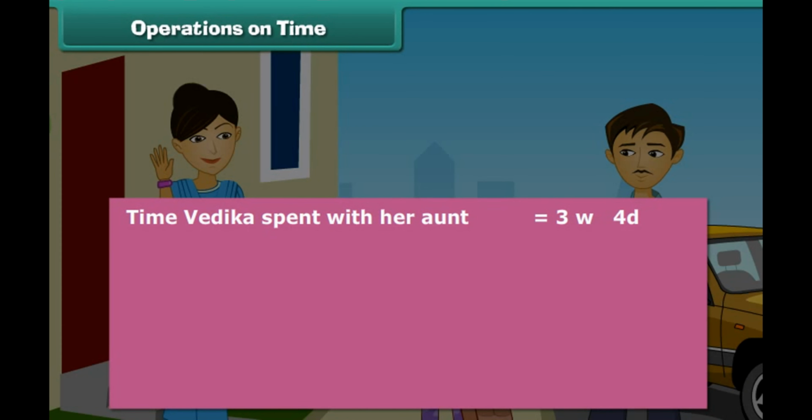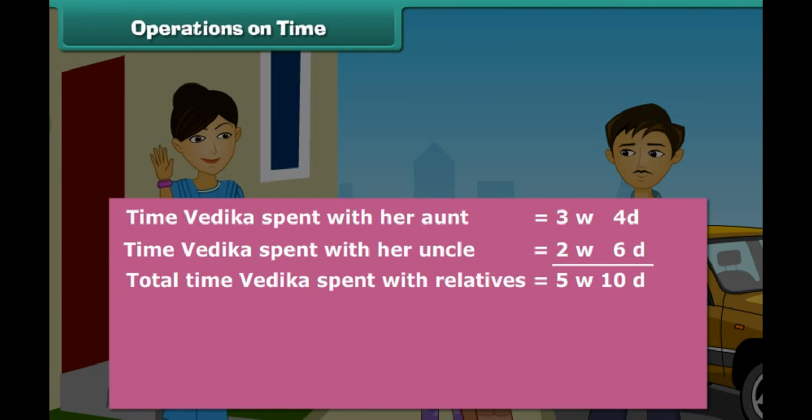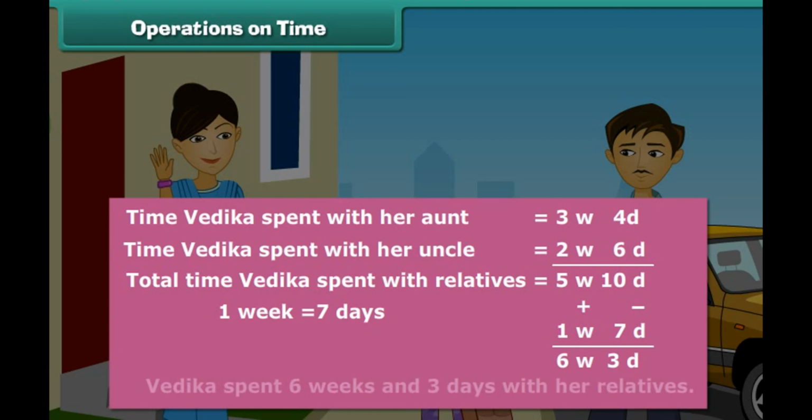How much time did Vedika spend with her relatives? Time Vedika spent with her aunt is 3 weeks, 4 days. Time Vedika spent with her uncle is 2 weeks, 6 days. Total time Vedika spent with relatives is 5 weeks, 10 days. We know that 1 week is equal to 7 days. So we subtract 7 from 10 days and add 1 to 5 weeks. Therefore, Vedika spent 6 weeks and 3 days with her relatives.